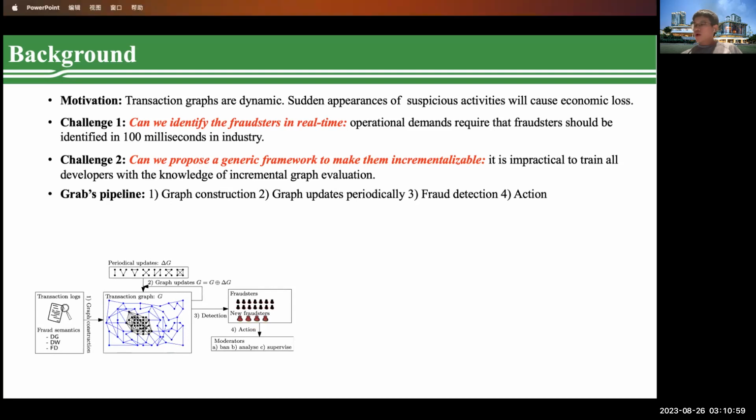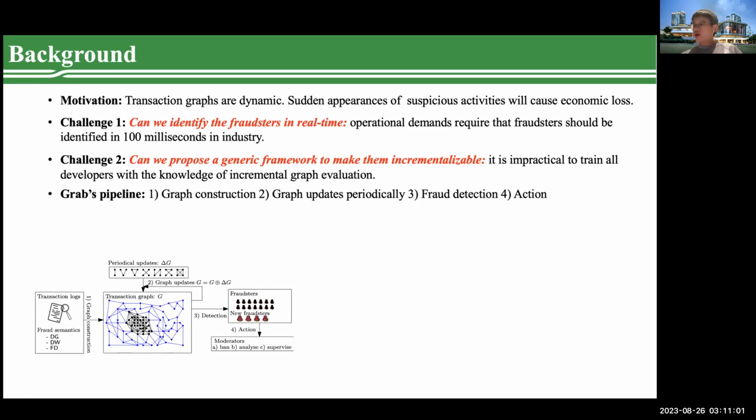Let's explore a graph pipeline for fraud detection. First, there is graph construction, where we lay the foundation for analysis. Then graph updates are performed periodically. The heart of the process lies in fraud detection, where our SPADE framework comes into play. Finally, actions are taken based on the detected anomalies.